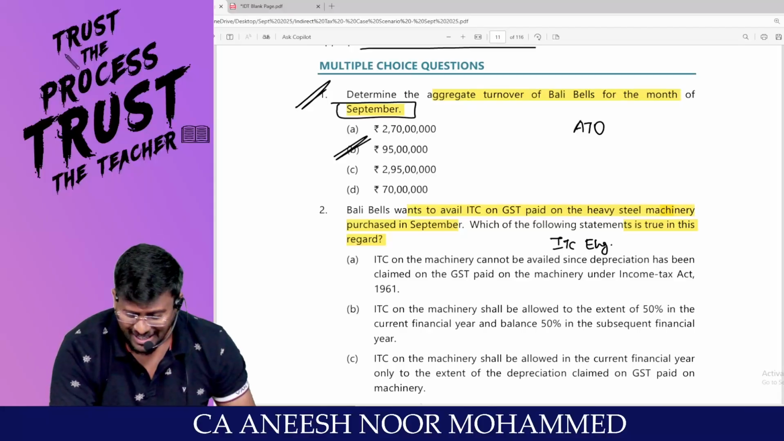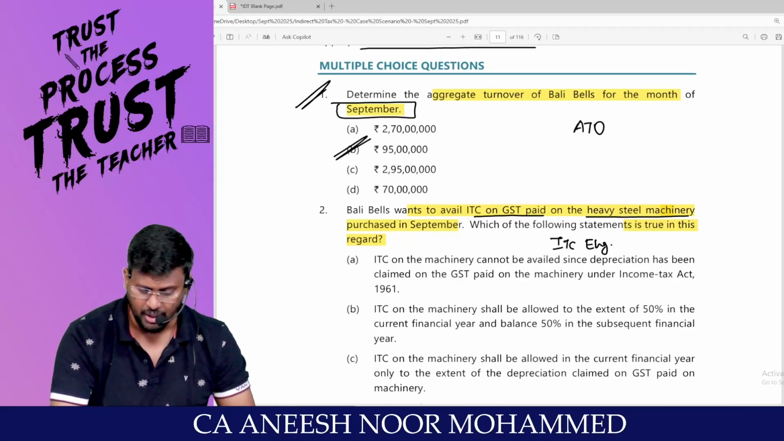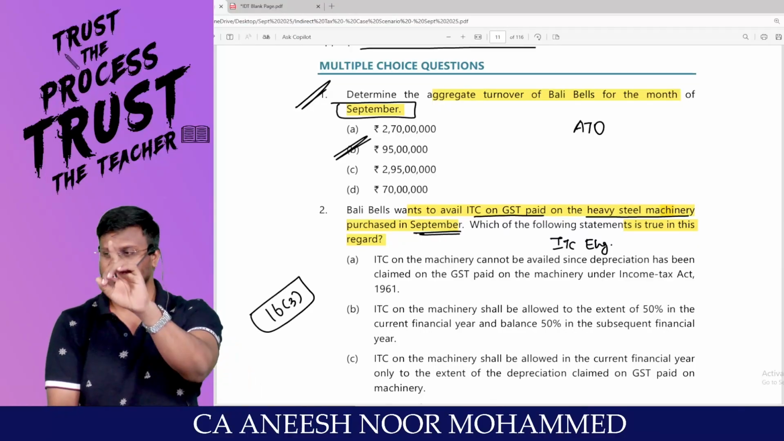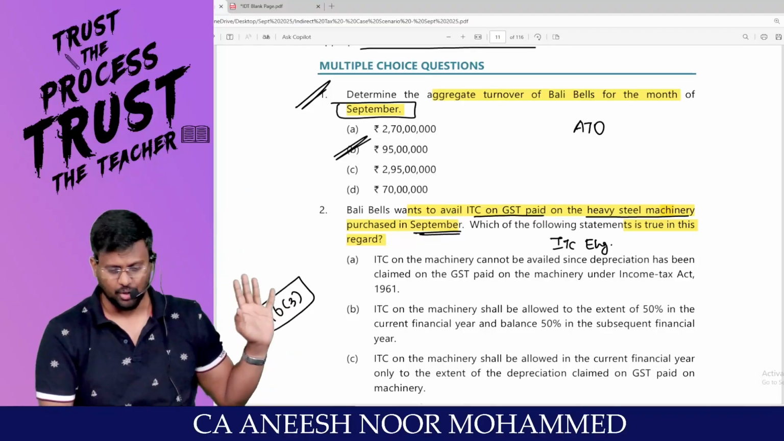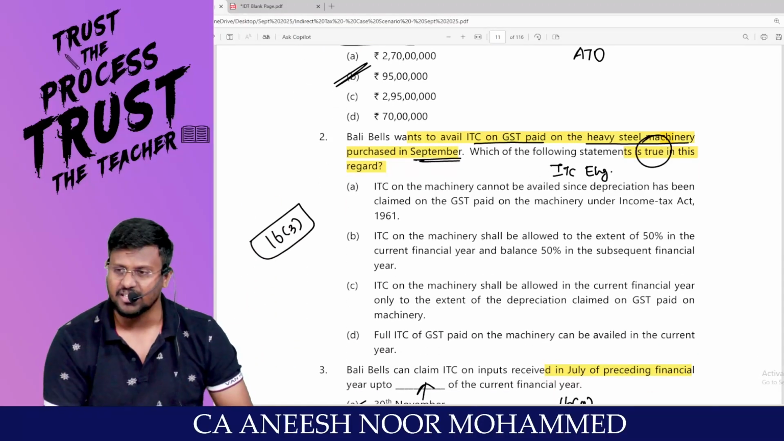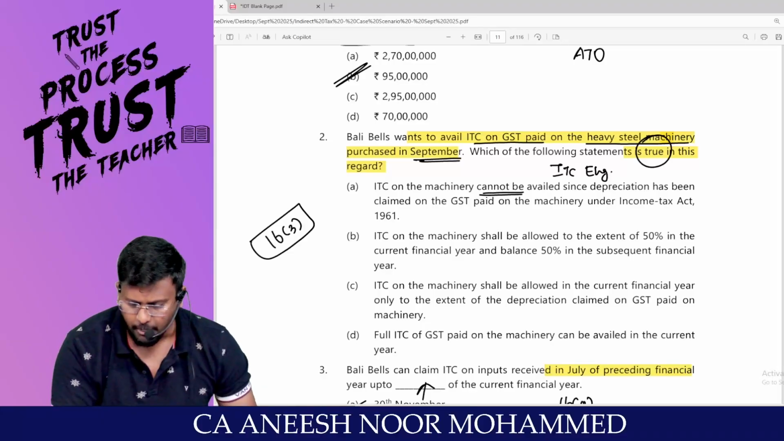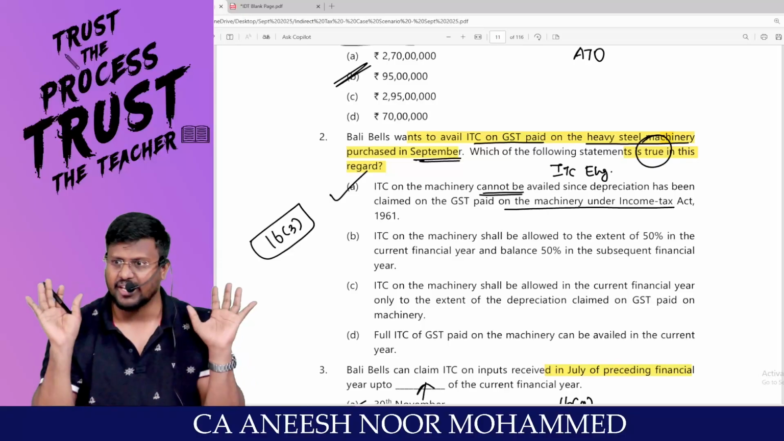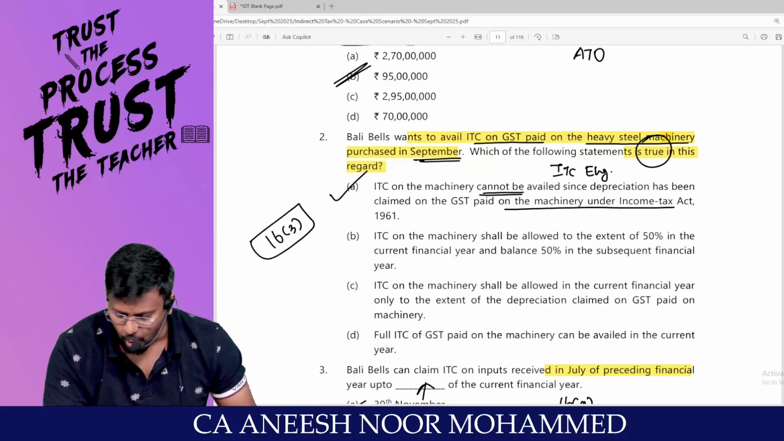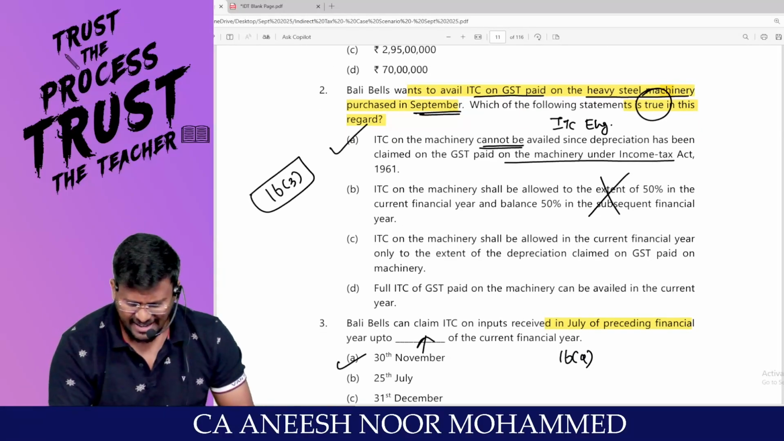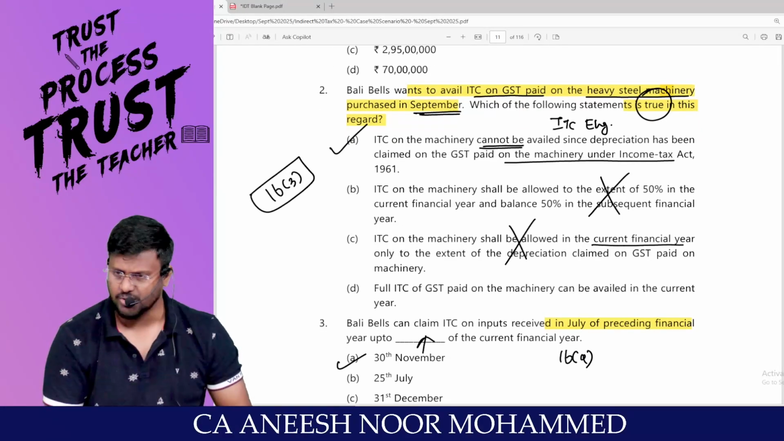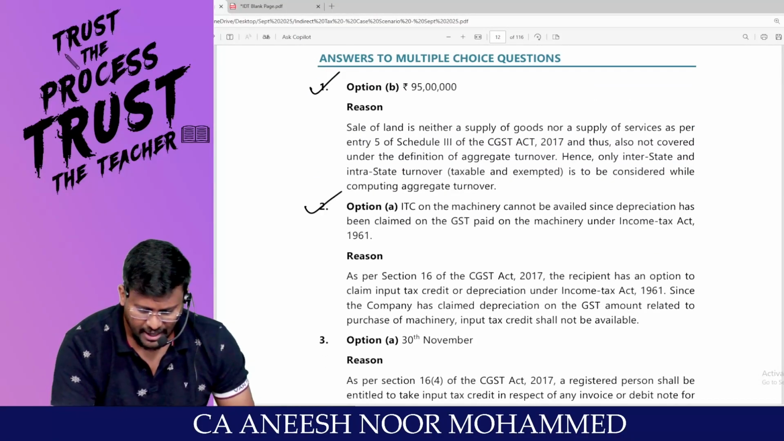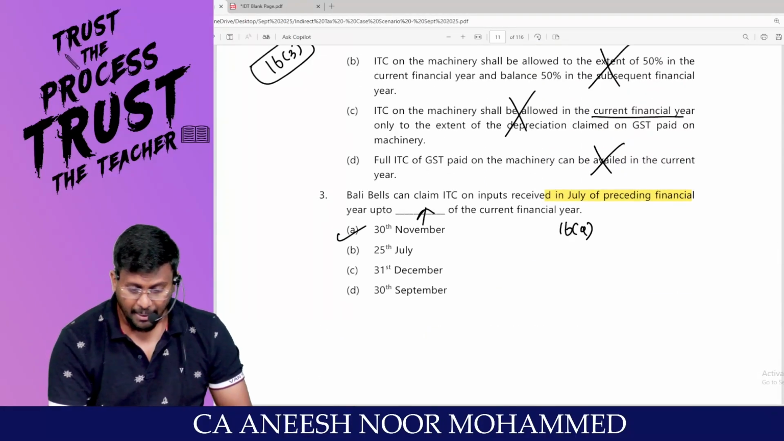Bali Bells wants to avail ITC on GST paid on heavy steel machinery purchased in September. As per section 16 subsection 3, if depreciation is claimed on the tax component, then there is no ITC at all. Out of this, which is the true, correct statement they are asking. ITC on machinery cannot be availed since depreciation has been claimed on GST paid on machinery under the Income Tax Act. Till now, option A is the right answer. ITC on machinery shall be allowed to the extent of 50%. Put it in the dustbin. ITC on machinery shall be allowed in the current financial year. No, sir. Full ITC on GST paid can be allowed. No, sir. 2A should be the answer, sir. Accepting, sir.